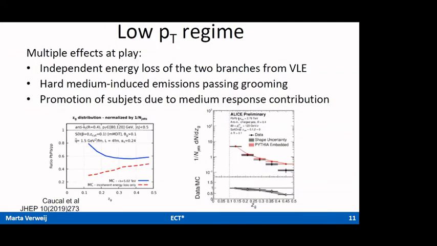A similar study was done in the low pT regime by ALICE, where you see actually a quite similar picture of indeed a bit less balancing in lead collisions. And on the left-hand side, you can see a calculation by Paul and collaborators, with independent energy loss of the two branches. The red line is the incoherent energy loss, and it's all competing again. So you have to somehow balance this, but we are clearly more consistent with the blue line. And in addition, that's not in this model, there is the promotion of the subjets due to medium response, but it all comes into this observable.